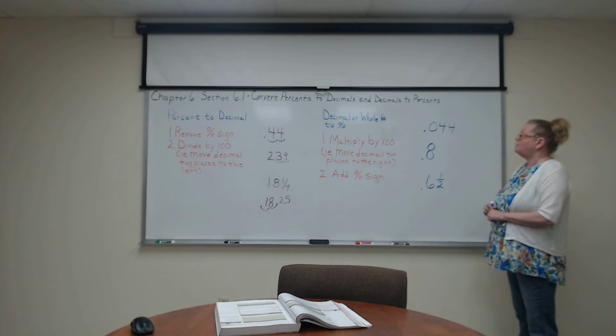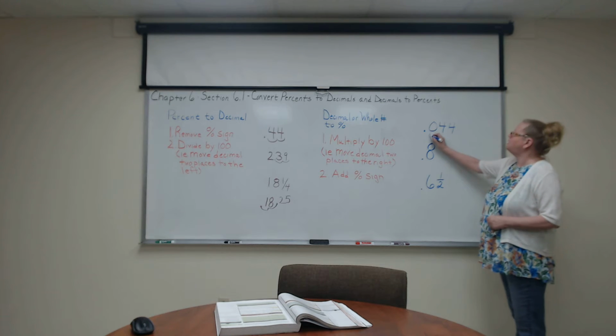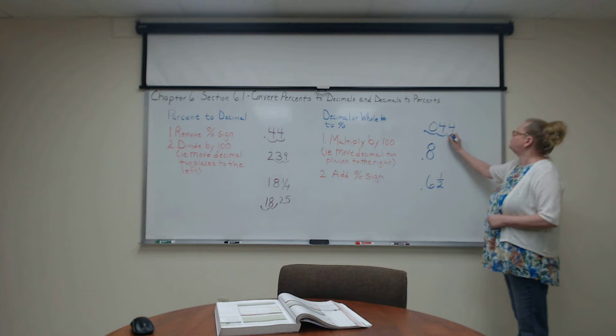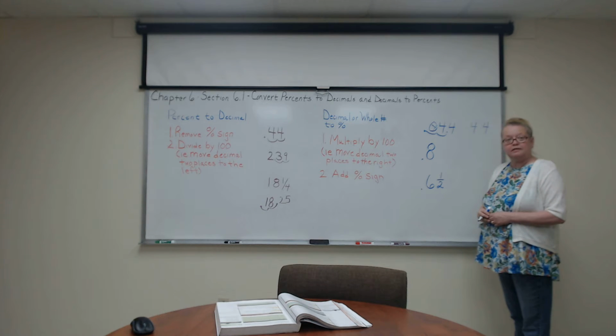If we're moving our decimal point 2 places to the right, we start here. We go 1, 2, add our decimal point. We can drop this 0, and our answer is 4 4/10.